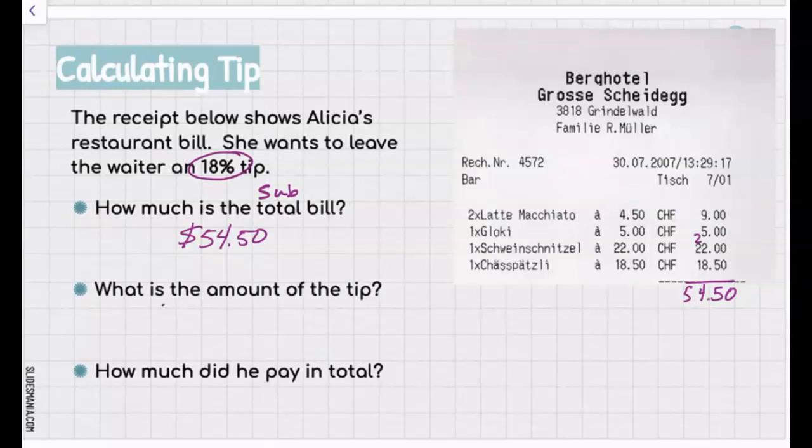So we want to find 18% of $54.50. So we need to take that 18% and turn it into a decimal. Move your decimal spot, that's always at the end. You move it over twice, 0.18 times 54.50. And when you put that into your calculator, which is 0.18 times 54.50, we get $9.81.